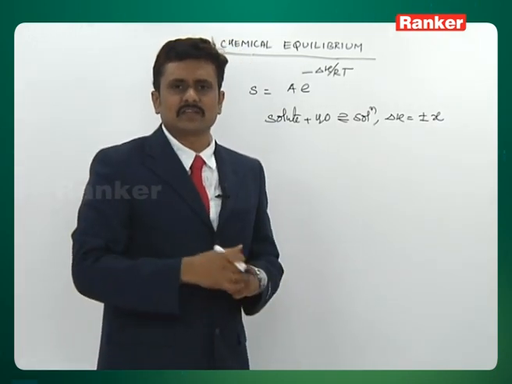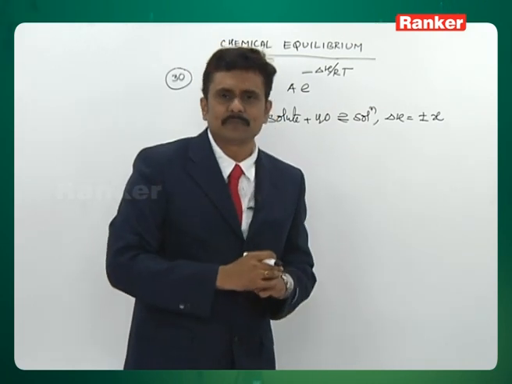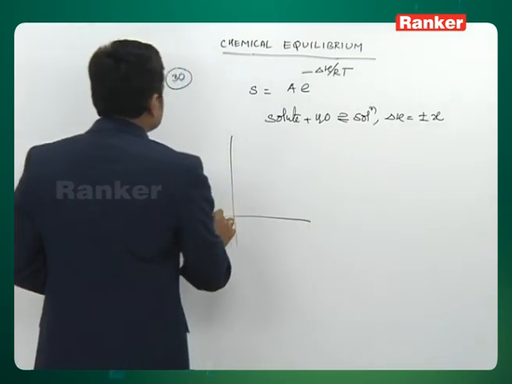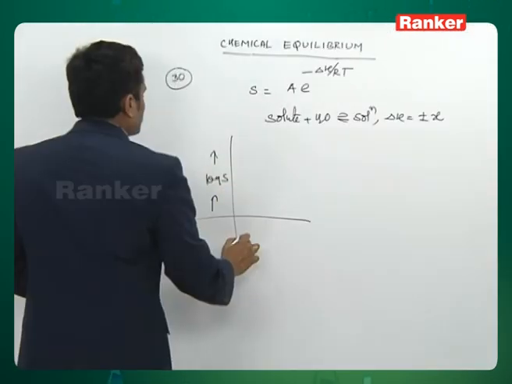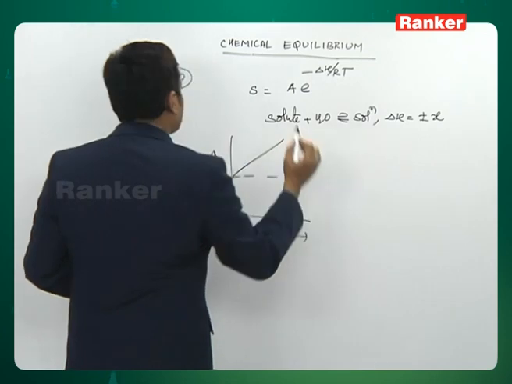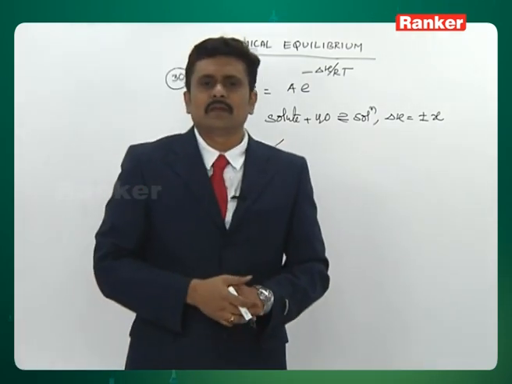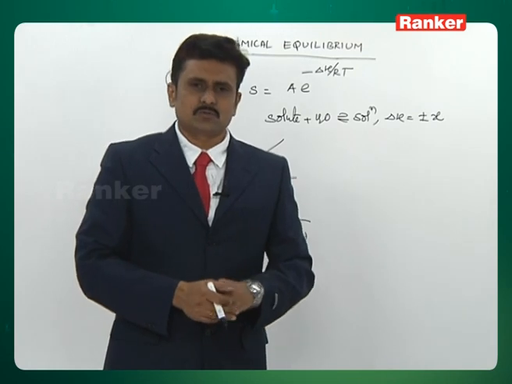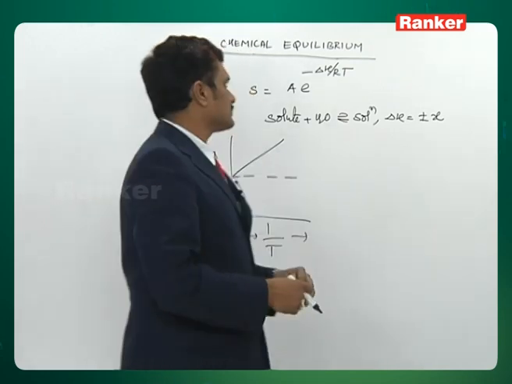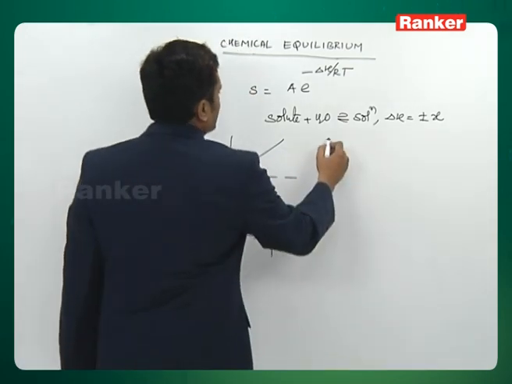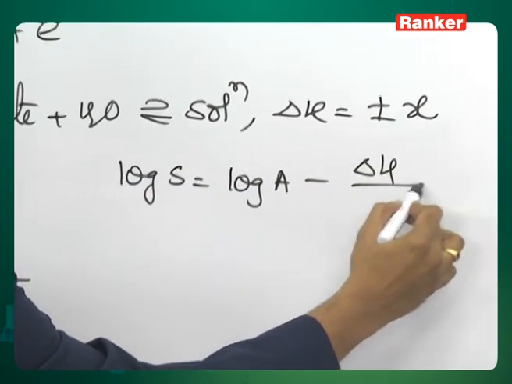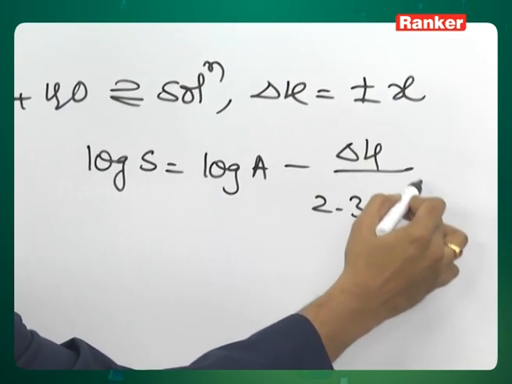For a given solution, the variation of the slope for the graph between log S and temperature is shown graphically. You can see here log S versus 1 by T. They have shown it as a positive slope. So therefore the question asked is to find the solute accordingly so that the slope of the equation is positive. Now we have got this expression, and when I apply logarithm on it, log S will be equal to log A minus delta H upon 2.303 R into 1 by T.